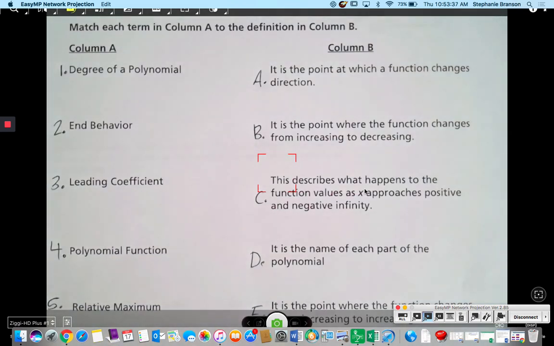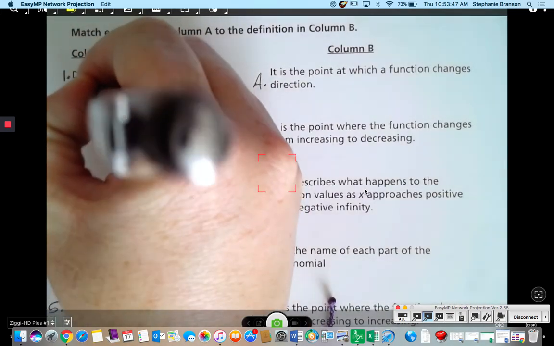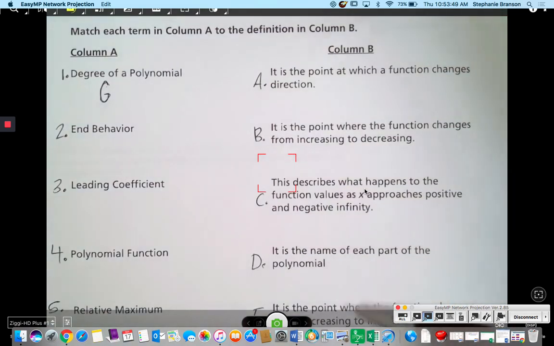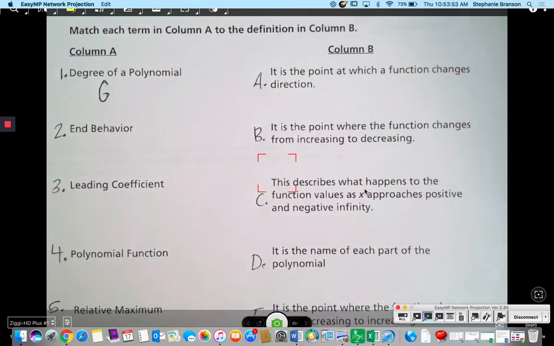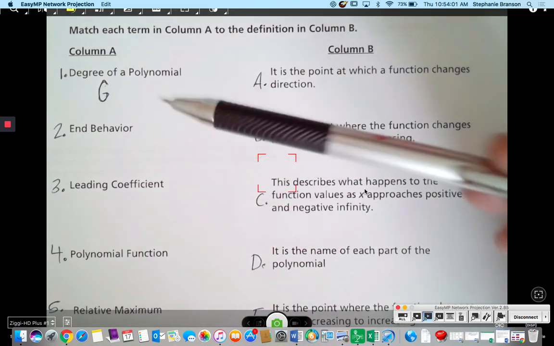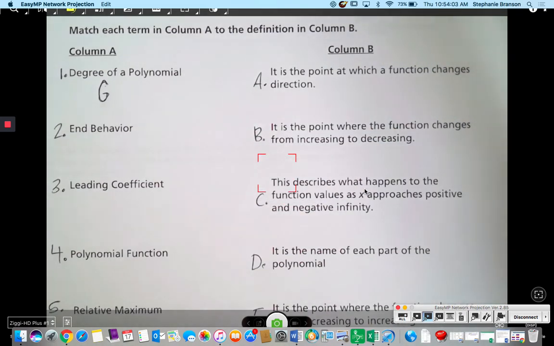Alright, so number 1 says the degree of a polynomial. The degree of a polynomial is going to be G. In the definition it says it is the greatest degree of any of the terms. We'll look more at that in some examples in this lesson. But the degree of the polynomial is the greatest degree of any of the terms.